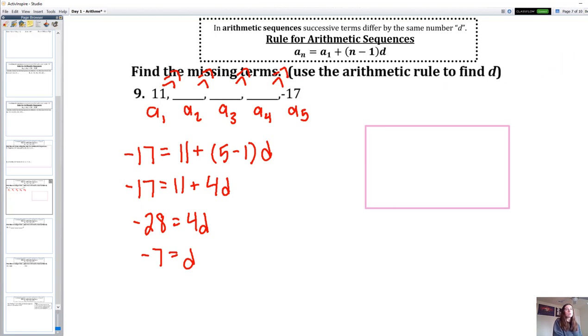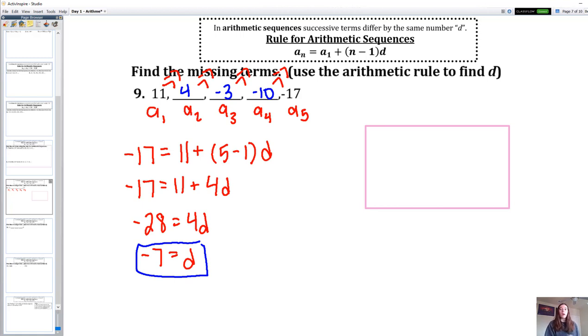So let's figure out what those terms are. 11 minus 7 is 4. 4 minus 7 is negative 3. Negative 3 minus 7 is negative 10. And negative 10 minus 7 is in fact negative 17, which means that we got the correct value.